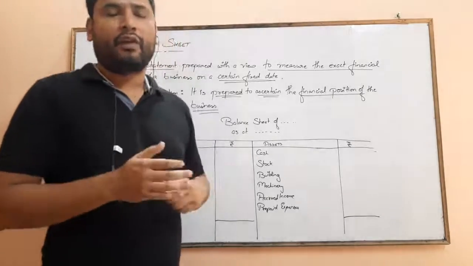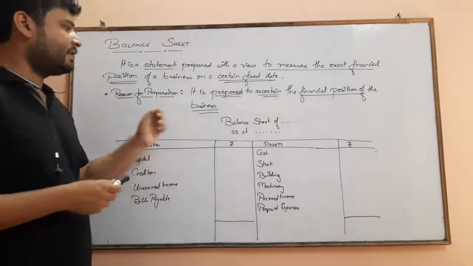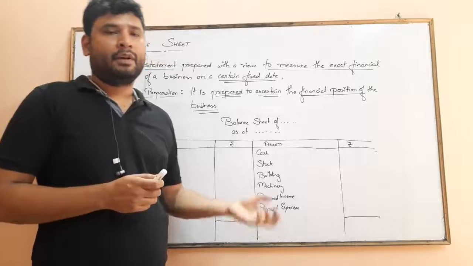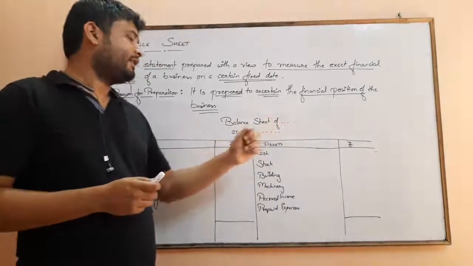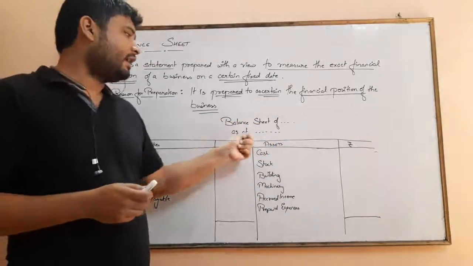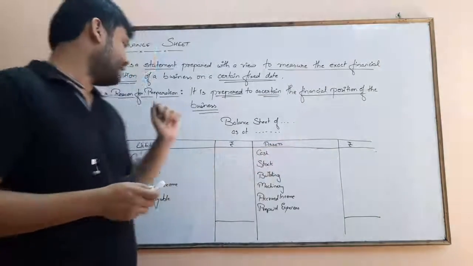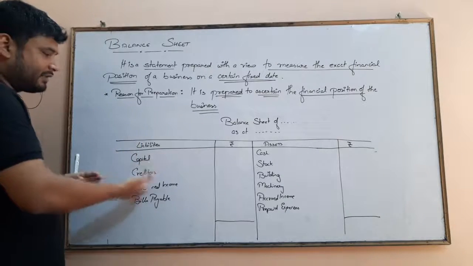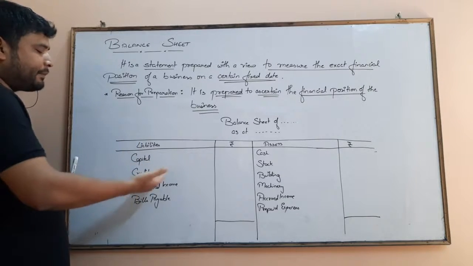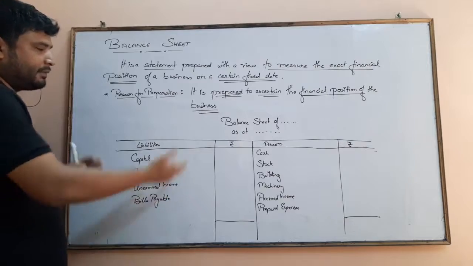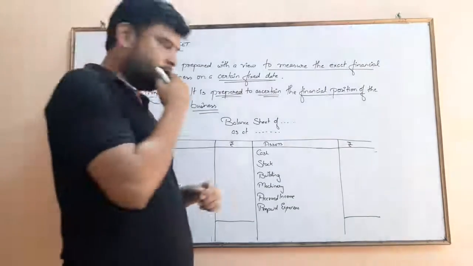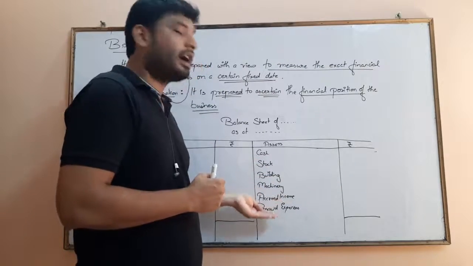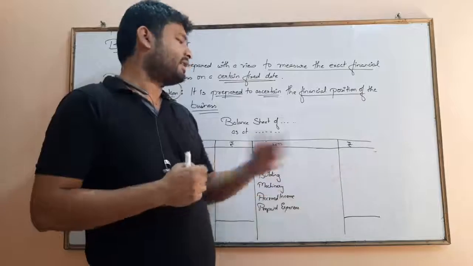If I talk about the format of a balance sheet, you might see over here it is written as balance sheet of whatever the name of the firm is. If it is not given, we will not write it. Then as at a particular date, on which date you are making it. On the left hand side, all the liabilities are there, such as capital, creditors, unearned income, bills payable. And the assets will be written on the right hand side, such as cash, stock, building, machinery, accrued income, prepaid expenses.